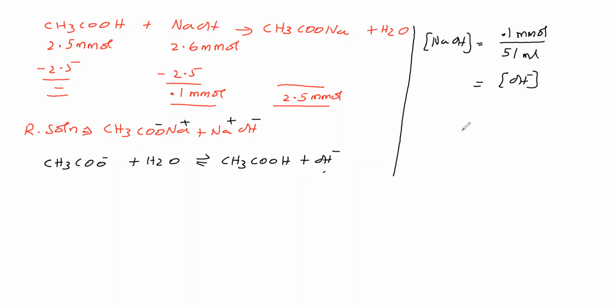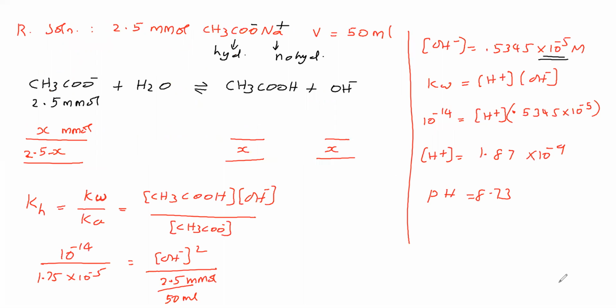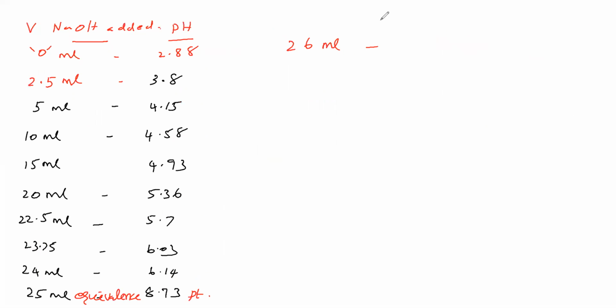From the OH minus concentration, we go to the H plus concentration, and from the H plus concentration we go to pH. The pH of the resultant solution we got is 11.29. Then we will add sodium hydroxide continuously. When we reach 28 ml, the pH we calculate is 11.75.